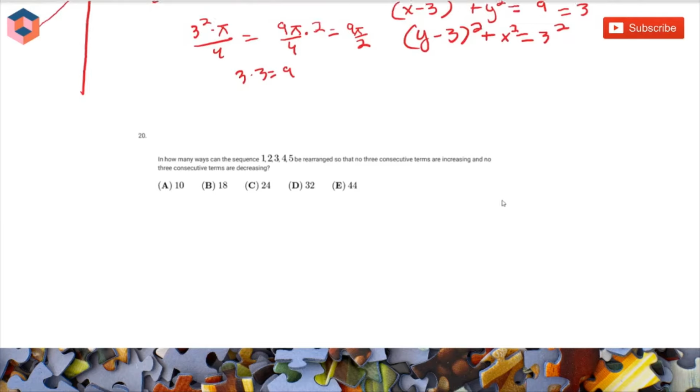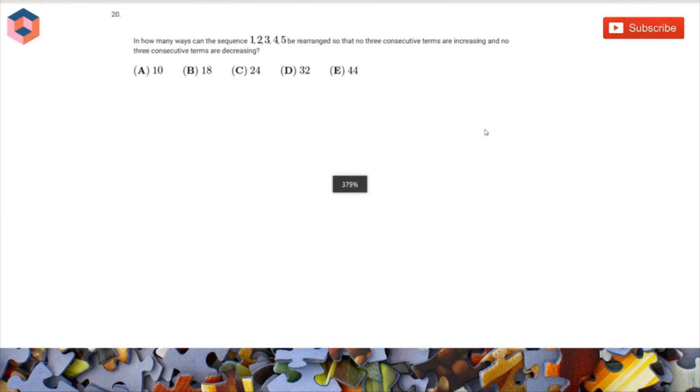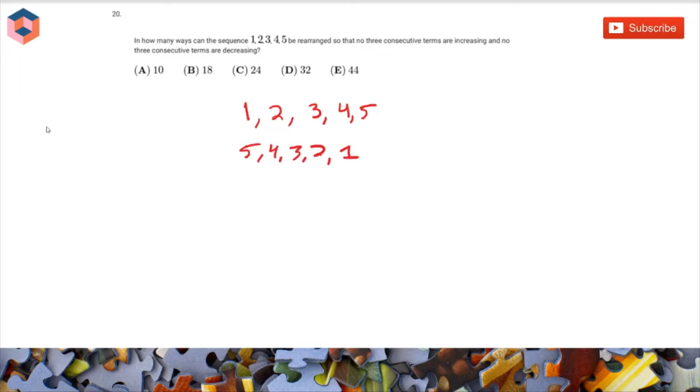Now problem number 20. In how many ways can the sequence 1, 2, 3, 4, 5 be arranged so that no 3 consecutive terms are increasing and no 3 consecutive terms are decreasing? Now notice that by symmetry, it's enough to count the number of sequences that are increasing. Because say we have a valid sequence like this. Now we can find the opposite sequence by subtracting each term from 6 to get 5, 4, 3, 2, and 1. And that's how that would work.